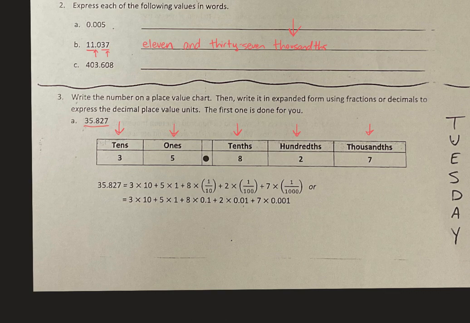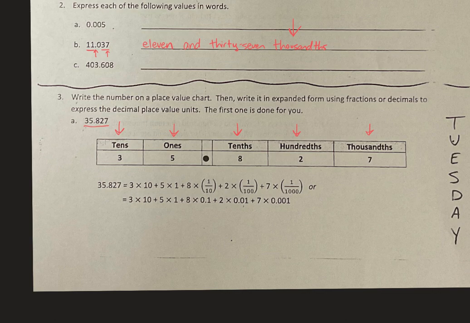And if you also notice in the bottom, or in the second way, they have the decimals 0.1, 0.01, 0.001, okay? And what do we notice about that? Like, how are these decimals related to these fractions? They are the same. 1 over 10 is the same as 0.1. 1 over 100 is the same as 0.01. 1 over 1,000 is the same as 0.001. Okay, so they are the same.